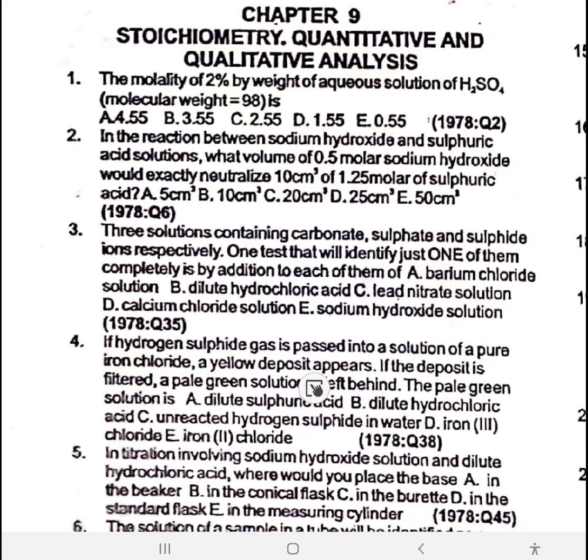So what really happens in this reaction is that yellow iron 3 chloride is reduced to pale green iron 2 chloride by hydrogen sulfide. Open bracket, hydrogen sulfide is a reducing agent.